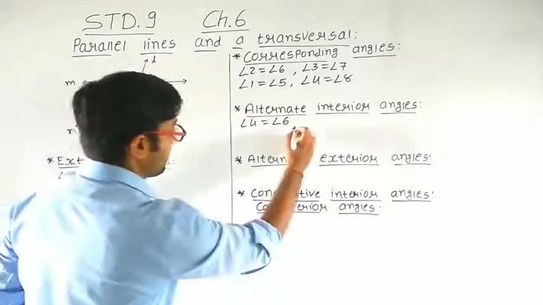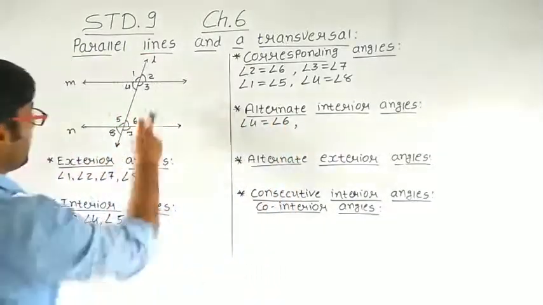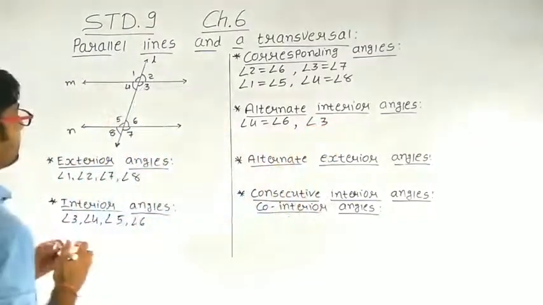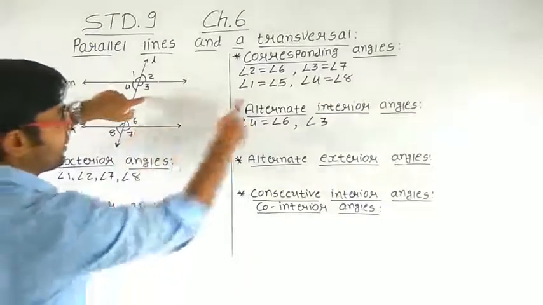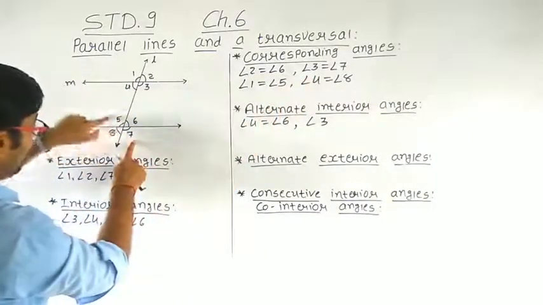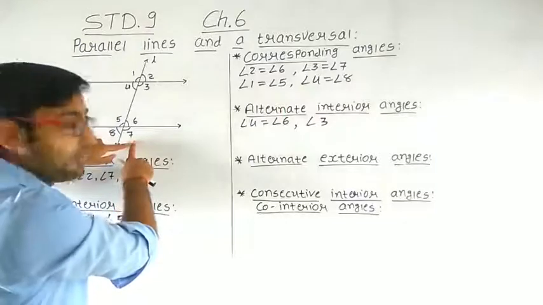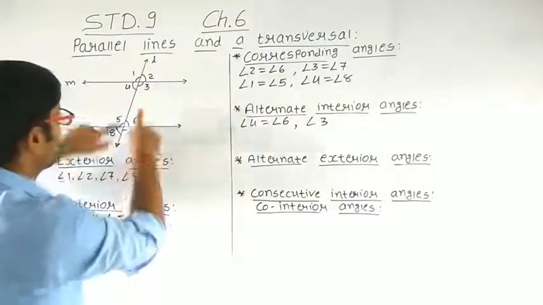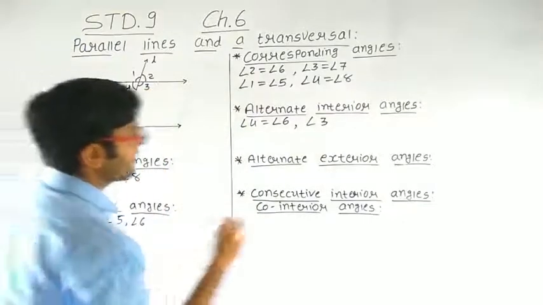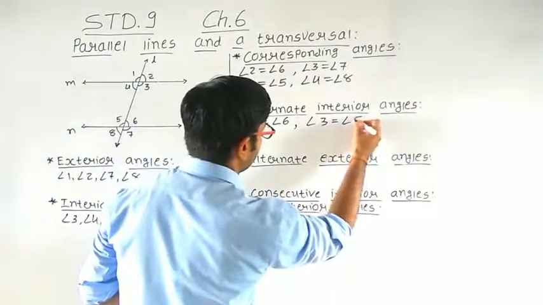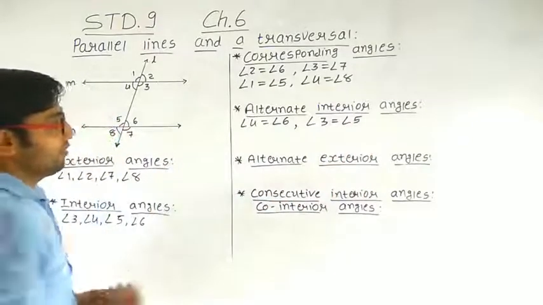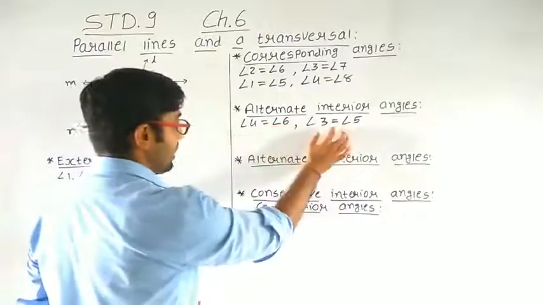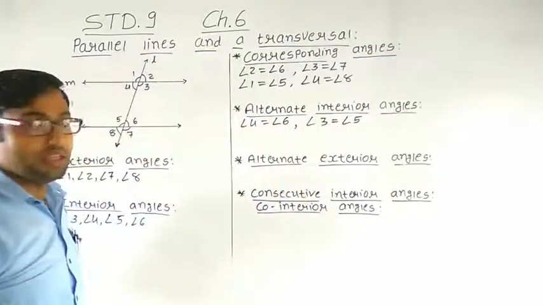Now you can think about the second pair of these alternate interior angles. If we consider angle number 3, then 3 and 7 are the corresponding angles, and 5 and 7 are vertically opposite angles. 3 and 7 are equal, 5 and 7 are also equal. So 3 and 5, we can say that they are also equal. So these are the pair of the alternate interior angles, and their values are also equal.